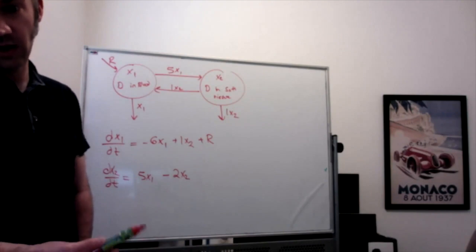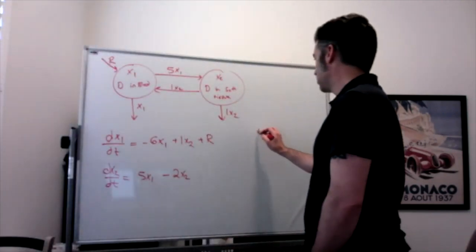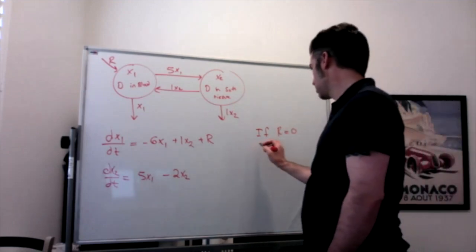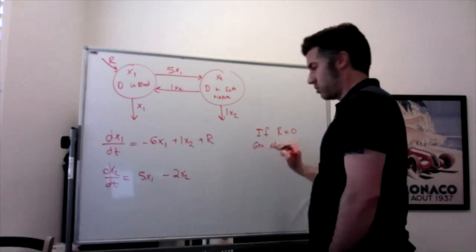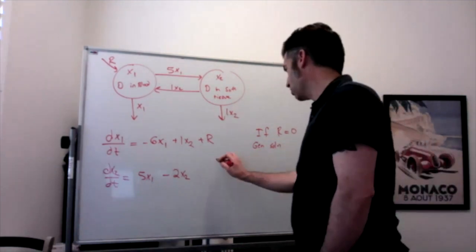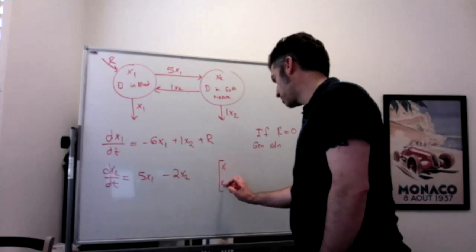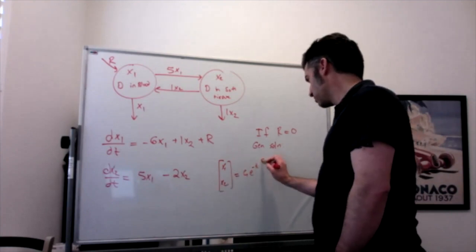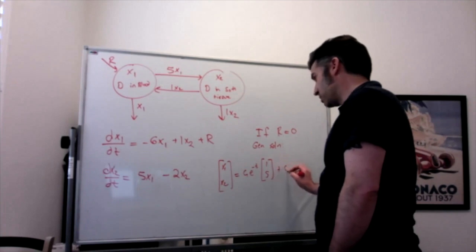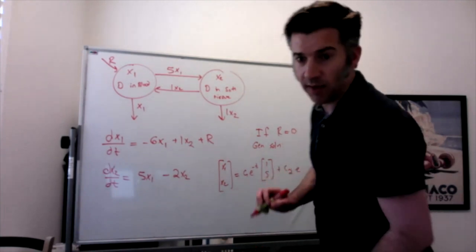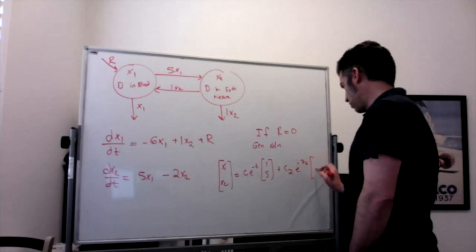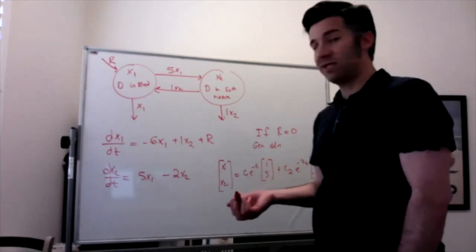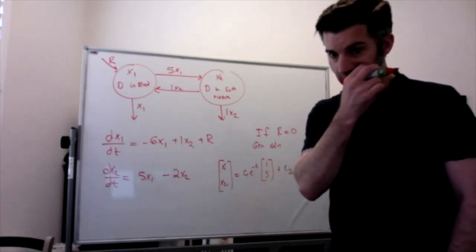And then they tell you if r equals 0, then the general solution is, what have I got here? So x1, x2 is equal to c1 e to the negative t times the vector 1, 5, plus c2 e to the negative 7t times the vector 1, negative 1. Great. So then they ask us, what's the steady state when r equals 7?